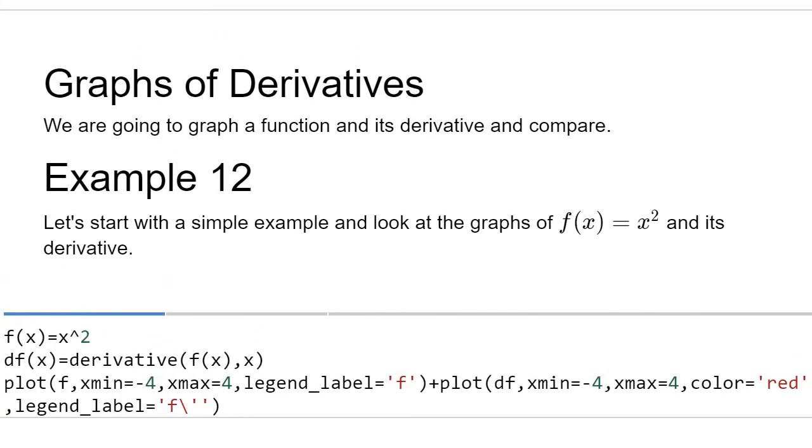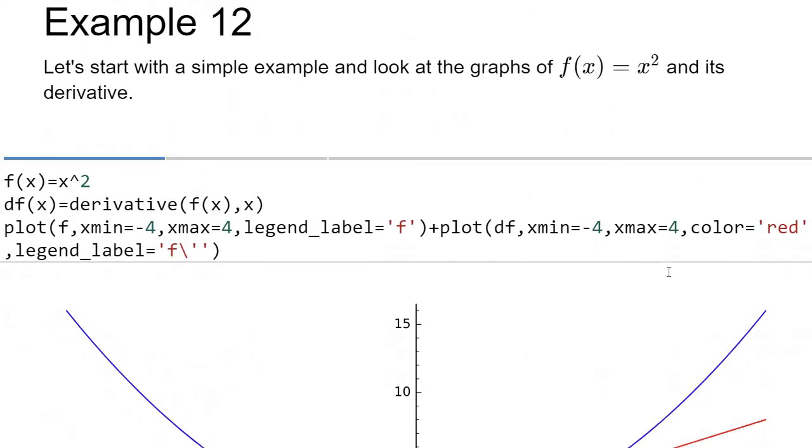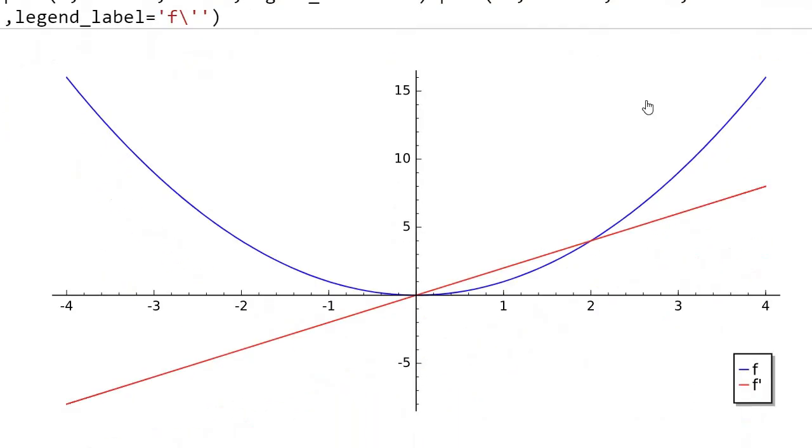All right, I want to talk a little bit about what the graph of the derivative tells you about the graph of the function, how those are related. So I'm going to start with a simple example, little f is x squared, and its derivative. Remember we did this before up above. We saw that the derivative of x squared is 2x. So here's the graph of the original f, x squared, in blue, and the graph of f prime, the derivative, in red, that's 2x.